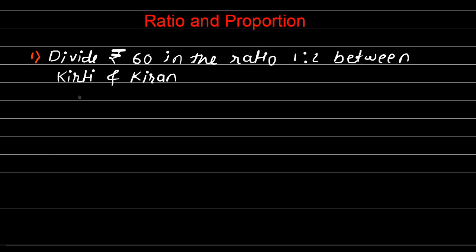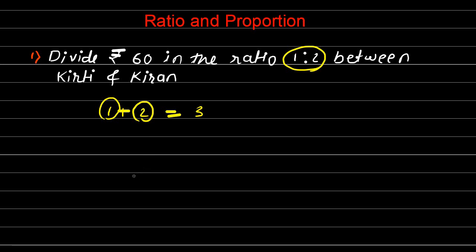So first of all, we need to find out the number of parts. So the number of parts here is 1:2. So basically Kirti's part and Kiran's part, if we add, it will be 1 plus 2. So in total there are 3 parts. So let me tell you now in this situation in two different ways. If we have 3 rupees, for example, then 1 rupee will go to Kirti and 2 rupees will go to Kiran. This is how these parts are.